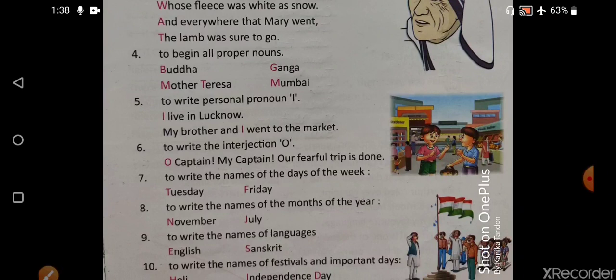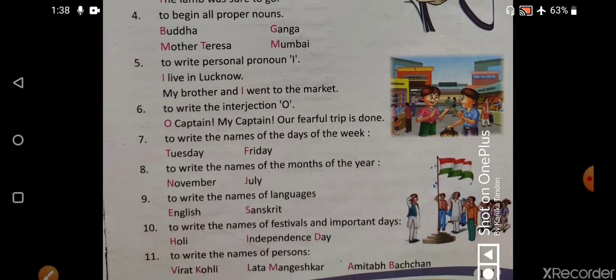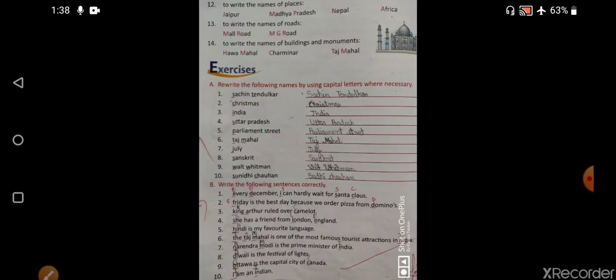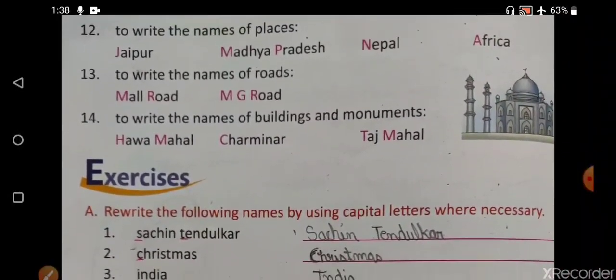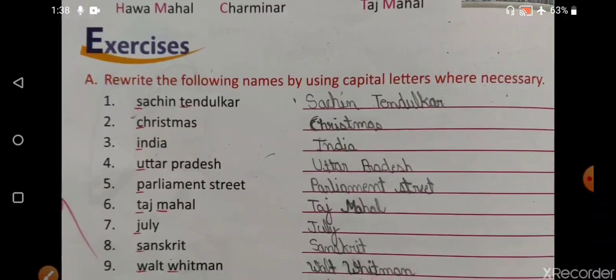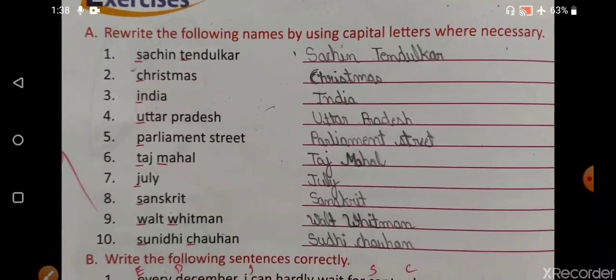To write the names of the days of the week. So here, days of the week, months of the year, names of languages, names of festivals and important days, names of persons, names of places, names of roads, and names of buildings and monuments. These are always written in capital letters, even if you are writing them in the middle of the sentence. So in this exercise, rewrite the following names by using capital letters when necessary.